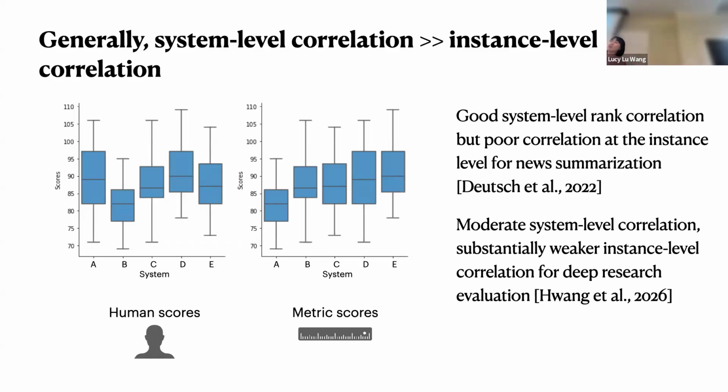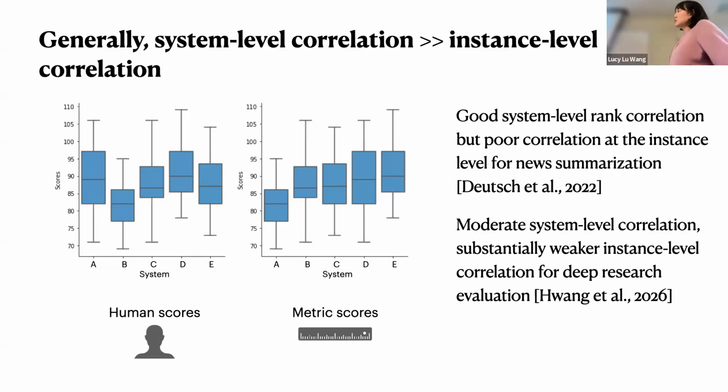So this is just some references to prior work that has shown this in news summarization with automated metrics. And this is recent work that I'm involved in, where we looked at deep research systems, and we really found quite weak instance level correlation for the LLM judge and rubric. They're actually rubric-based judges that people are using to evaluate deep research systems. And this plot I'm showing comes from this Deutsch et al. paper. And I think it illustrates what's going on.